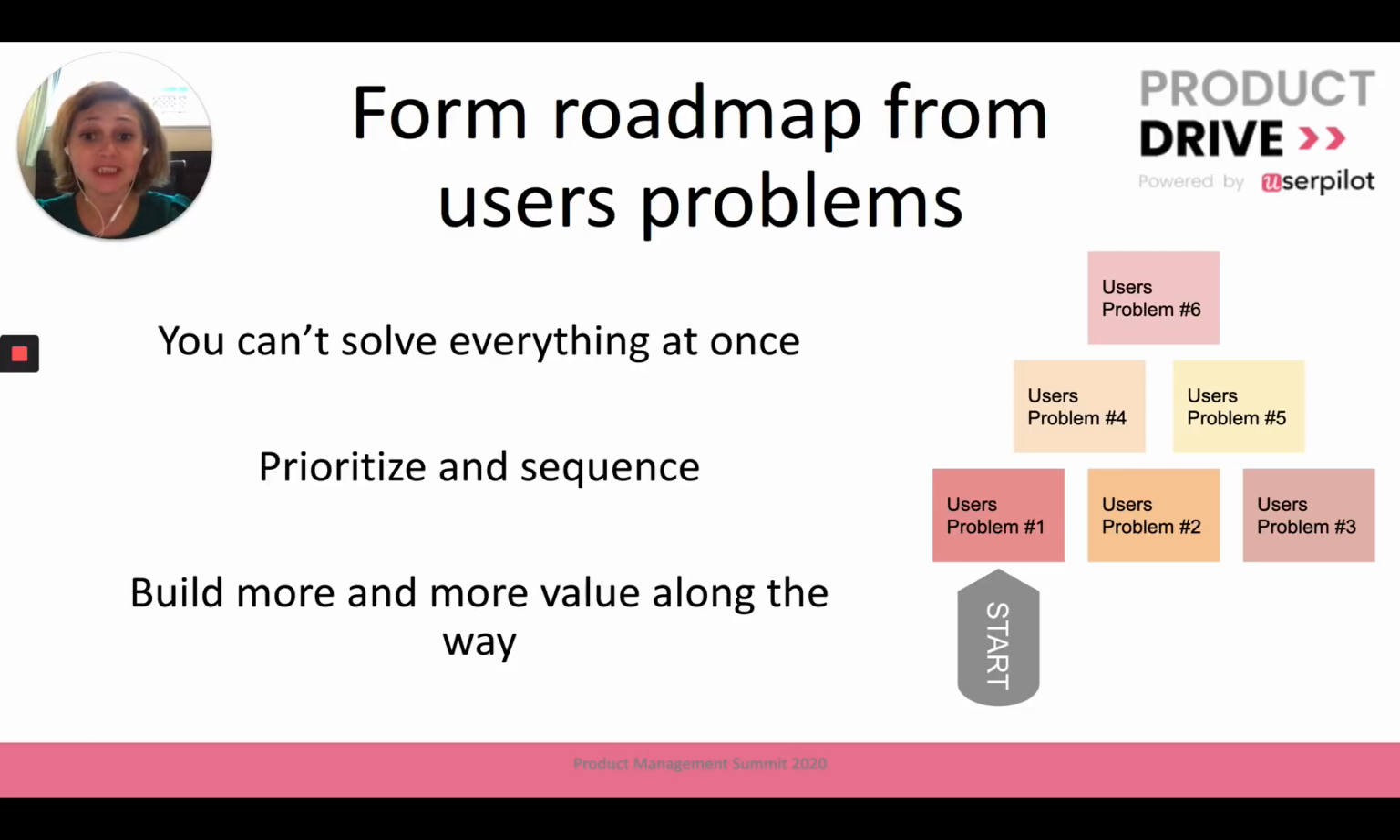All right, from these user problems, you basically form a roadmap. It's literally like blocks. You organize them in a way that makes sense, that allows you to go from the biggest, most foundational, most important one to ones that build on top of it. And it's a little bit of a tricky process where you have to build more and more value along the way, and prioritization and sequencing is super important, and you're never going to solve everything at once. It's going to be an iterative process.